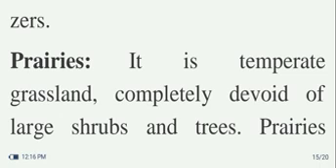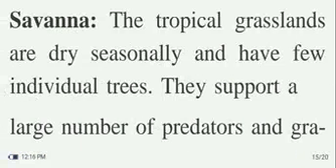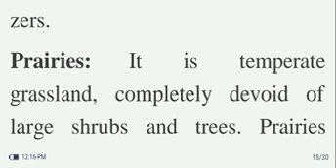Then prairies. It is temperate grassland. Prairie is a temperate grassland. Prairie dog. Think about that. That prairie dog is on the temperate side. Savanna, tropical.